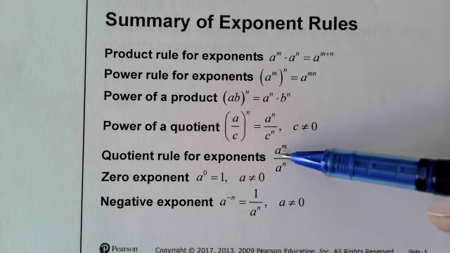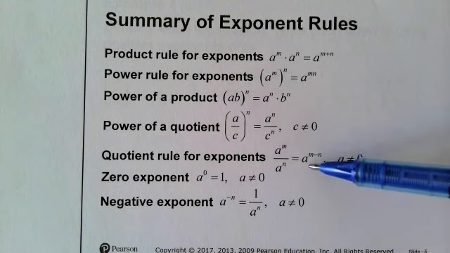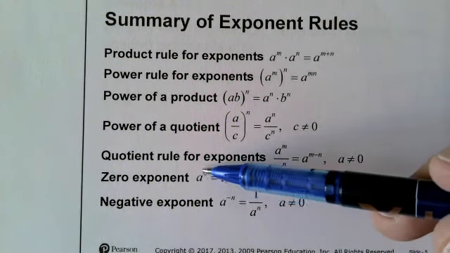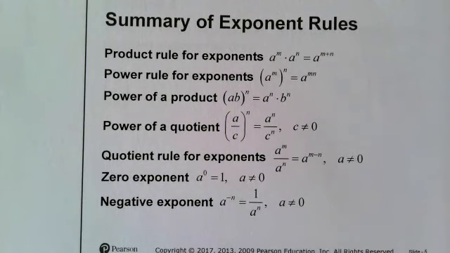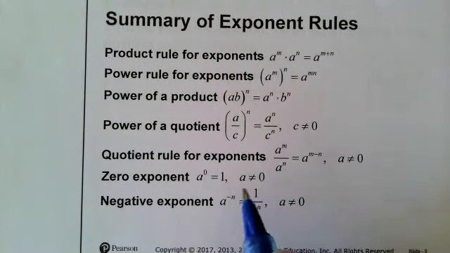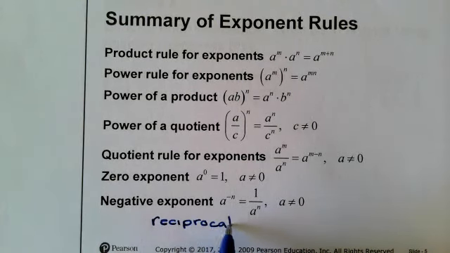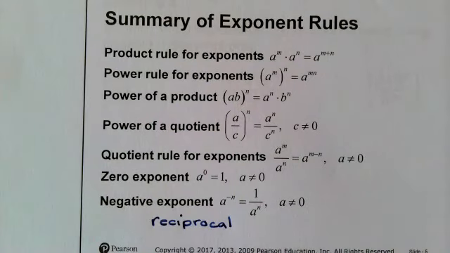The quotient rule, a to the power of m over a to the power of n is a to the power of m minus n. Zero exponent, anything to 0 equals 1, unless a is 0, then it's just 0. For a negative exponent, we make a reciprocal. Remember, this is called a reciprocal. We move it across the division bar. Okay. So now we are going to use all of these rules mixed together to solve some examples.